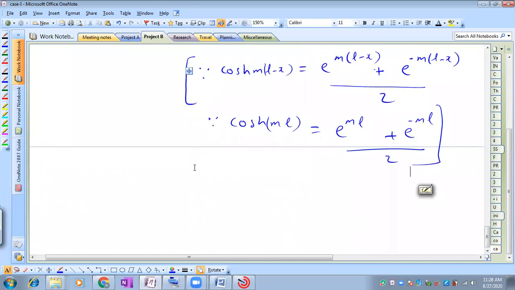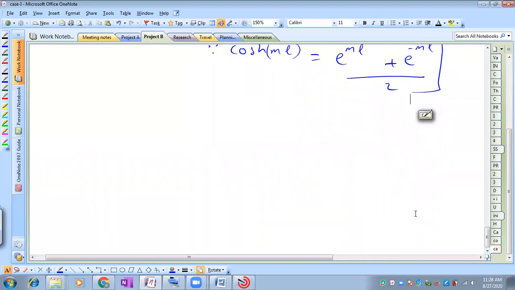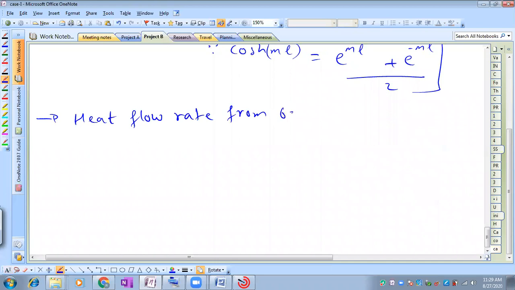Now we require to calculate the Q of the fin. Is it understood? How to calculate the Q of the fin? We can again use the Fourier law of heat conduction. So we can apply the Fourier law of heat conduction equation. So the heat flow rate from or across the base of the fin.